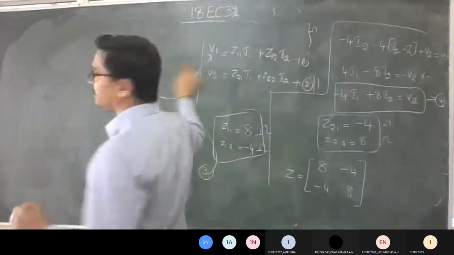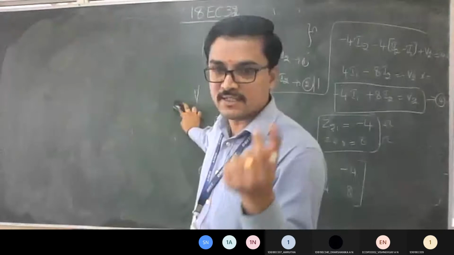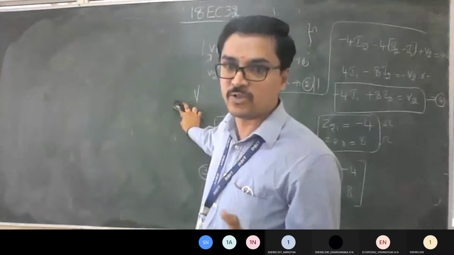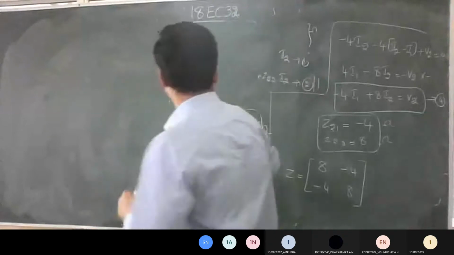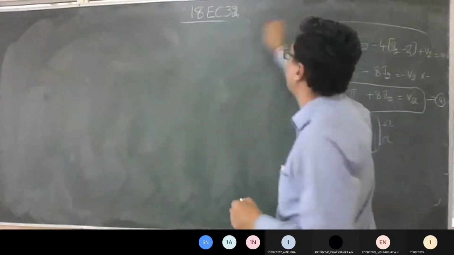Try to understand the parameters individually first: how to do Z, how to do Y, how to do H. Then we can do one in terms of the other. That I will teach you later. First, understand the concept of the parameters.